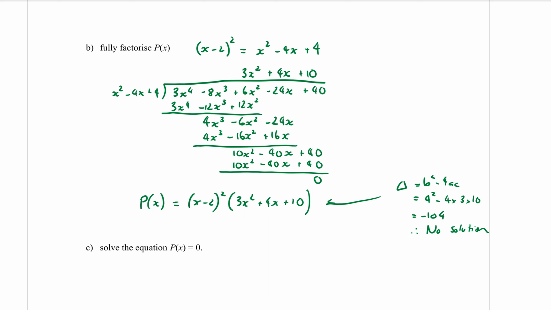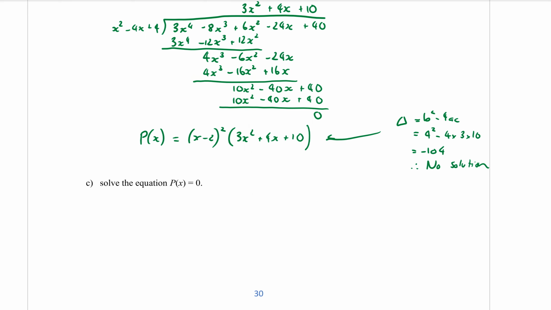So part C, to solve our polynomial, the only place that we're going to get a solution from is from this one here. We can't get one from that second bracket. So that means that x is equal to a positive 2 is the only solution.